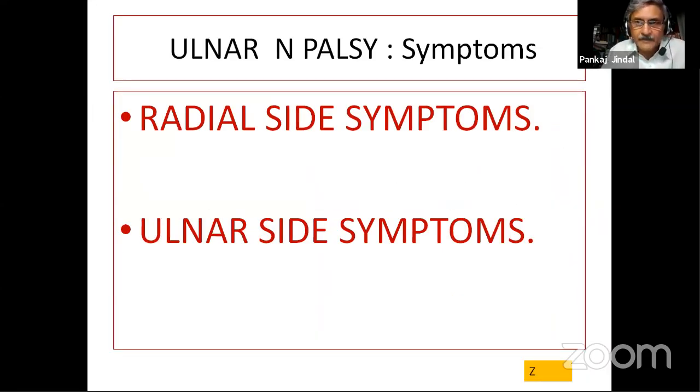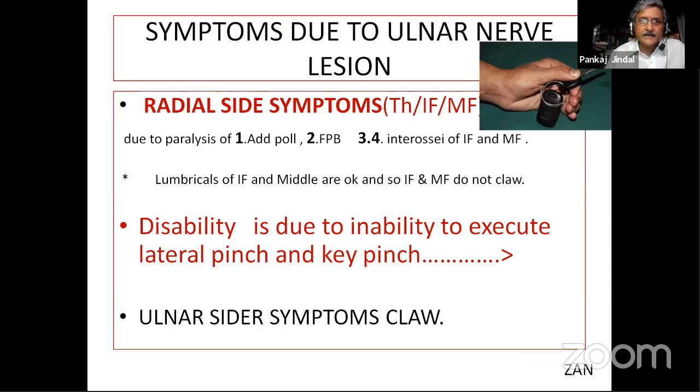Coming to something more, that will be the clawing and the Froment sign. If you have a patient with ulnar nerve palsy or ulnar median palsy, you will have symptoms on the radial side. You'll have symptoms on the ulnar side here. The symptoms on the radial side are because of paralysis of the adductor pollicis, flexor pollicis brevis. I'll come back to that to simplify. And third and fourth interossei. The lumbricals of the index finger and middle finger are working because they are innervated by the median nerve, and therefore index finger and middle finger may not show clawing unless the median nerve is also affected. And we talked about the clawing on the ulnar side, so we'll not talk about it.